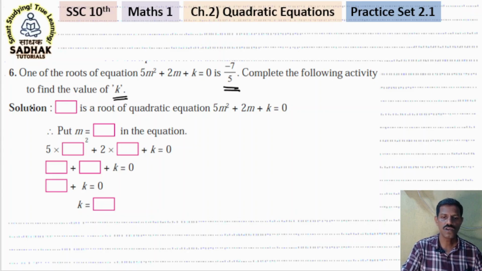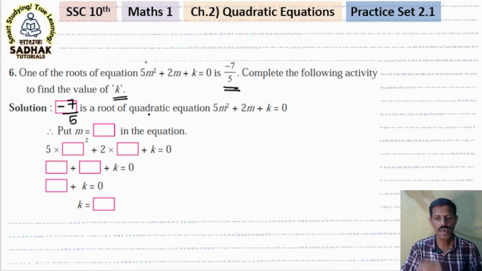Okay, so solution, dash is a root of the quadratic equation. So what is the root? This minus 7 upon 5. So in this blank we will put minus 7 upon 5. Okay, so now put m is equal to dash in the equation. So if this is the root, then m value will be minus 7 upon 5. So we have to write same thing, minus 7 upon 5. So wherever there is m, we have to put now minus 7 upon 5.